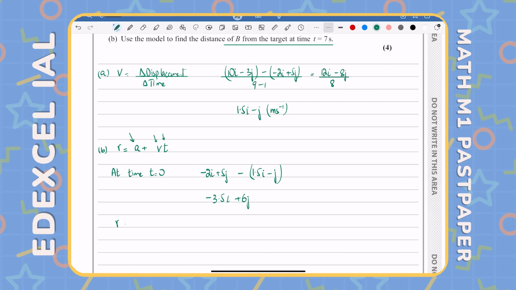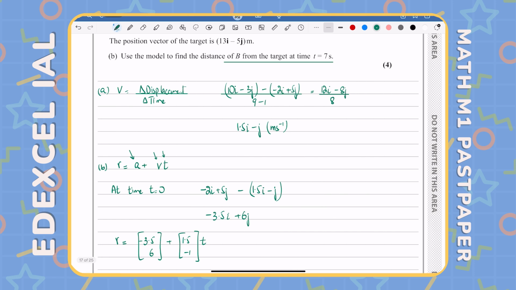So if I want to write down its position vector equation, I'm going to prefer column vectors now: (minus 3.5, 6) plus the velocity vector. What's the velocity vector? The velocity vector is (1.5, minus 1), we just worked it out, times t. With the help of this, I can find its position vector at any value of t. And what do we have to do? We have to find its distance from the target at time t equals 7 seconds.